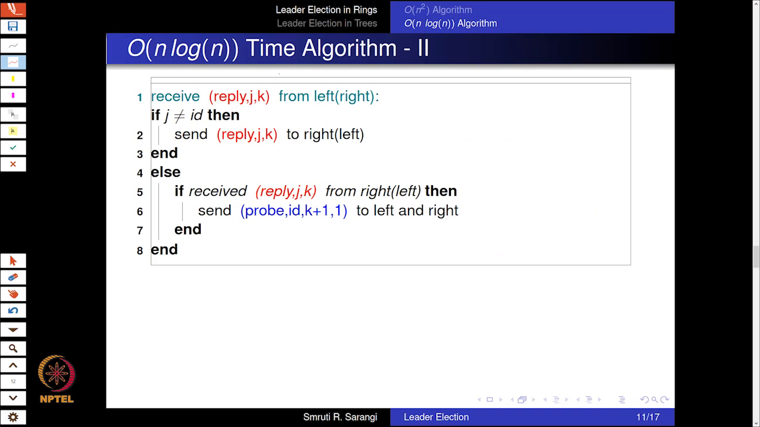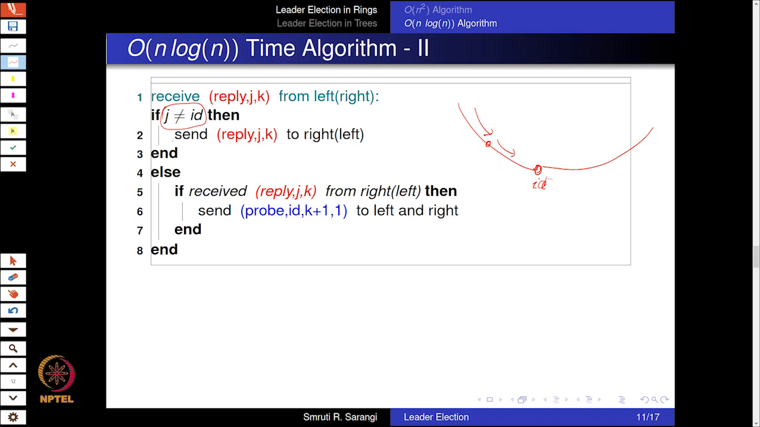Alright. So once we receive a reply, then what happens? So let's say I receive reply j, k from the left or from the right. So if j is not equal to my ID, then what I do is I just propagate the message. So if this is how the reply was going, this is me, I just send it until it reaches the ID. And similarly, you will have another reply coming from the other side if this ID is genuinely the minimum in this window.